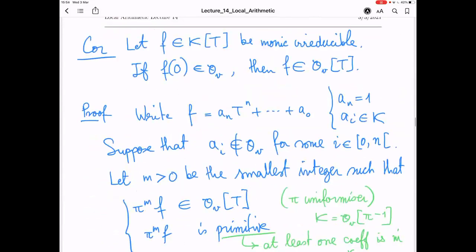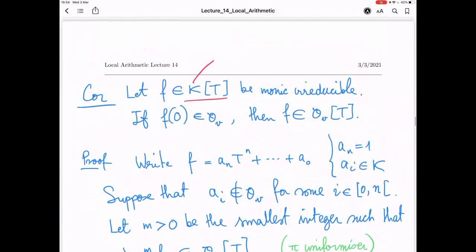Okay, so here are some consequences. Suppose I take a polynomial with coefficients in my field K. This K is what kind of field is it? Complete for a discrete valuation.